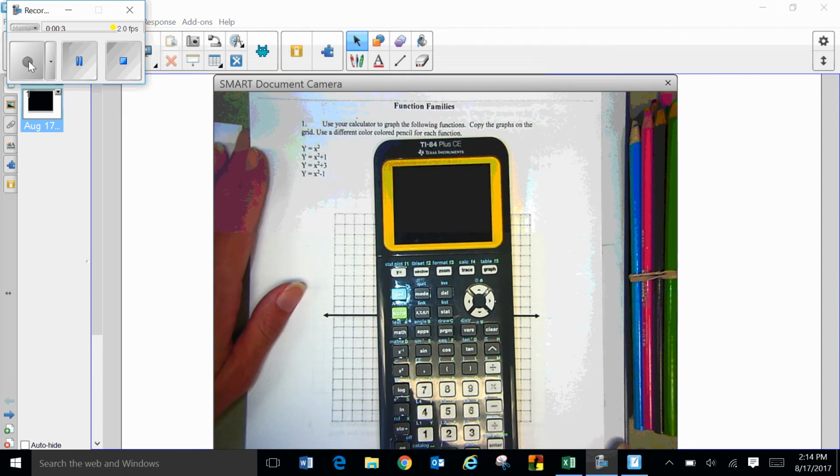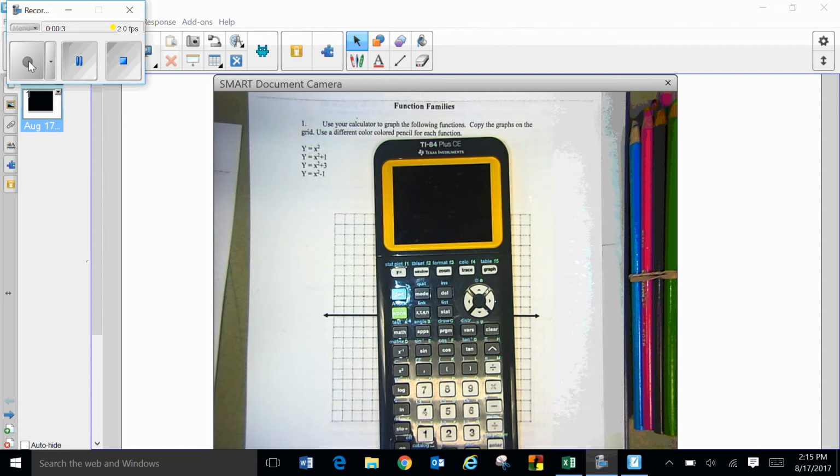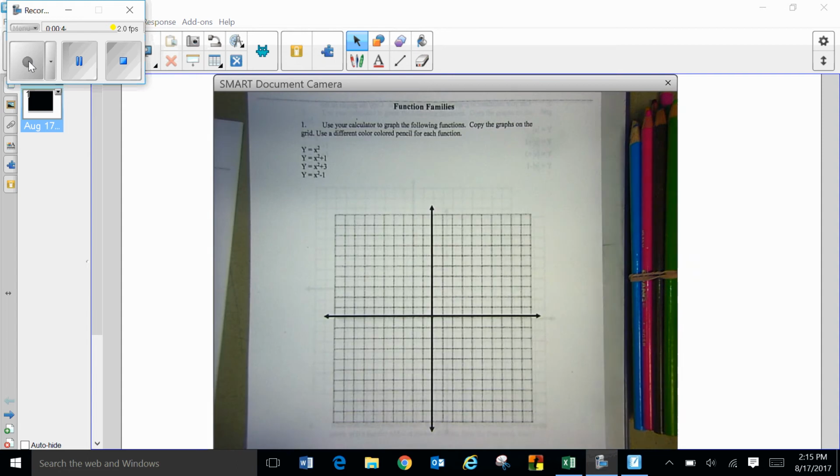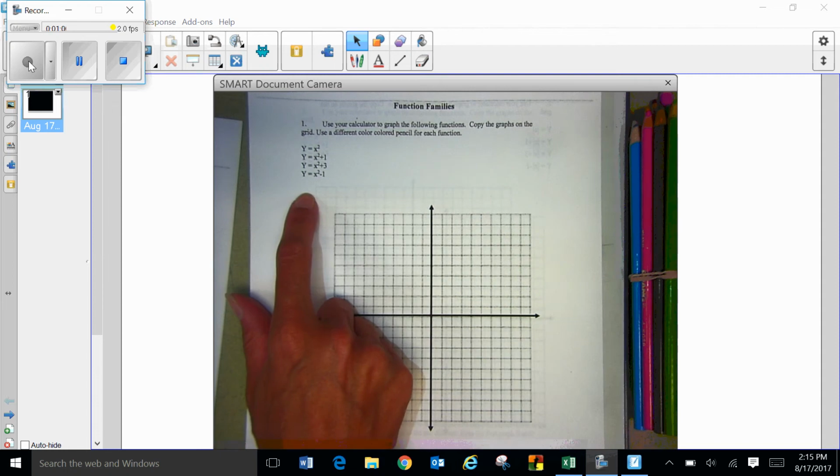All right, so today's assignment is to work on this packet called Function Families, which is right here for you. It asks you to use your calculator to graph the following functions, copy them onto the grid, and use a different colored pencil for each one. So I know you guys know how to use the calculator. We did it already on Friday, but just a quick reminder. All of these start with y equals. We are going to start there on our calculator as well. Remember, functions can start with f of x or with y equals.